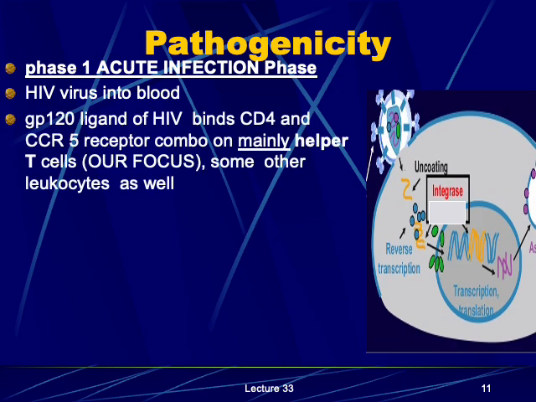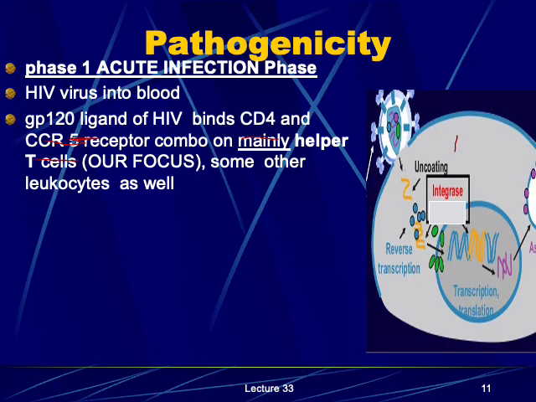And now you say, well, what's involved? What's the ligand? The ligand on the HIV virus is called GP120. Go back to the cartoon a couple slides ago. GP120. And it binds the CD4 and CCR5 receptor combo. So you go CD4. I've heard that before. T helpers. Are we saying that HIV likes to infect T helper cells? Yes.